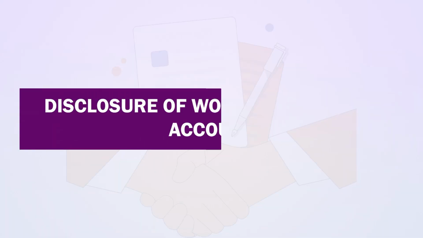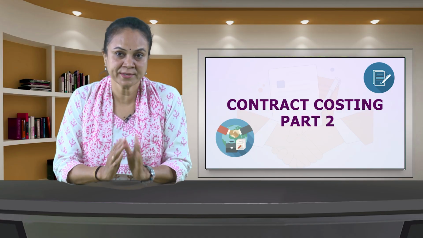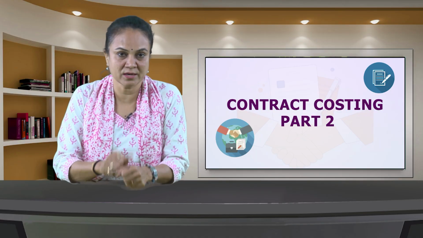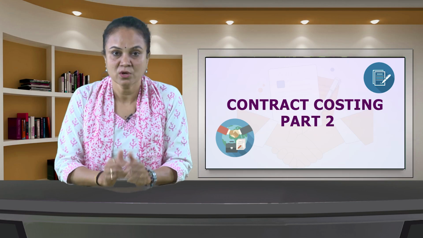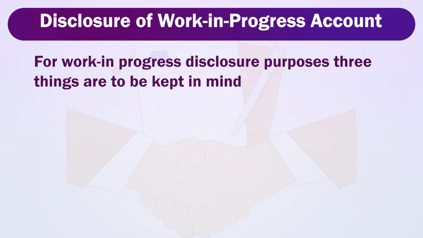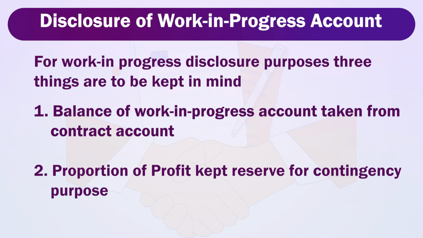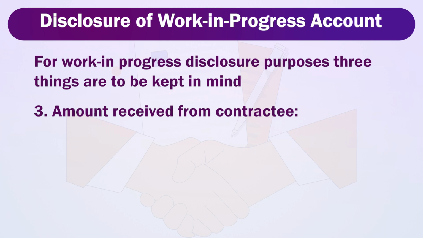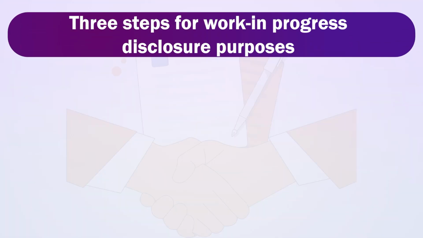Now, let us understand various disclosures in work in progress account. Work in progress account of contract is to be shown in final account. We will study how and where to disclose work in progress account. For work in progress disclosure purposes, three things are to be kept in mind. Number 1, balance of work in progress account taken from contract account. Number 2, proportion of profit kept reserved for contingency purpose. And number 3, the amount received from contractee. Now, let us understand these three steps with illustration.